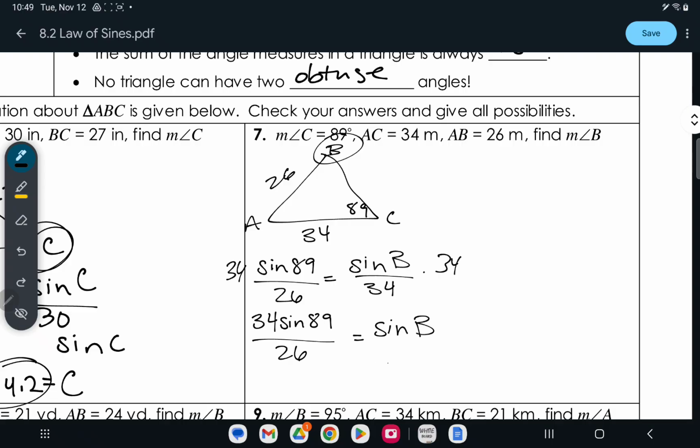So let's see if I get that fraction out. That gets me 1.3075. And then I need to do the inverse sine. So inverse sine of 1.3075. My calculator is not giving me anything because sine can only be from -1 to 1, and 1.3075 is above 1. So this actually has no solution.